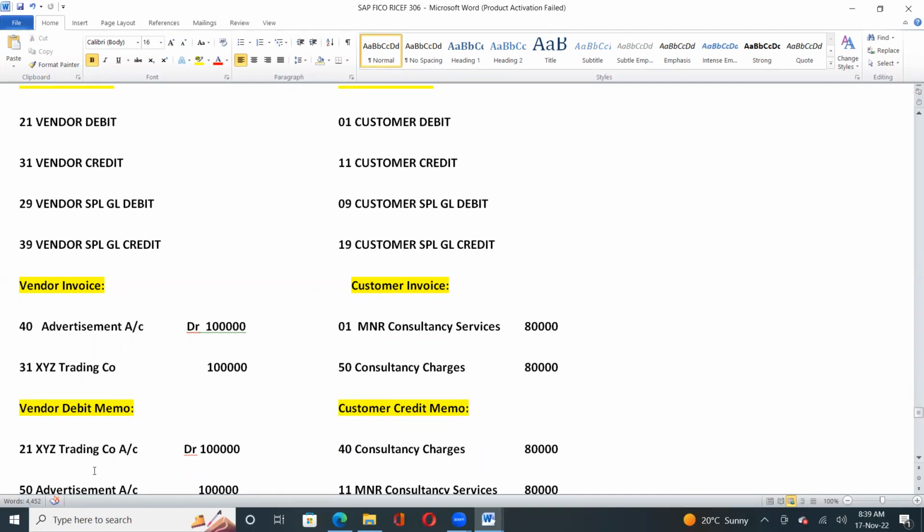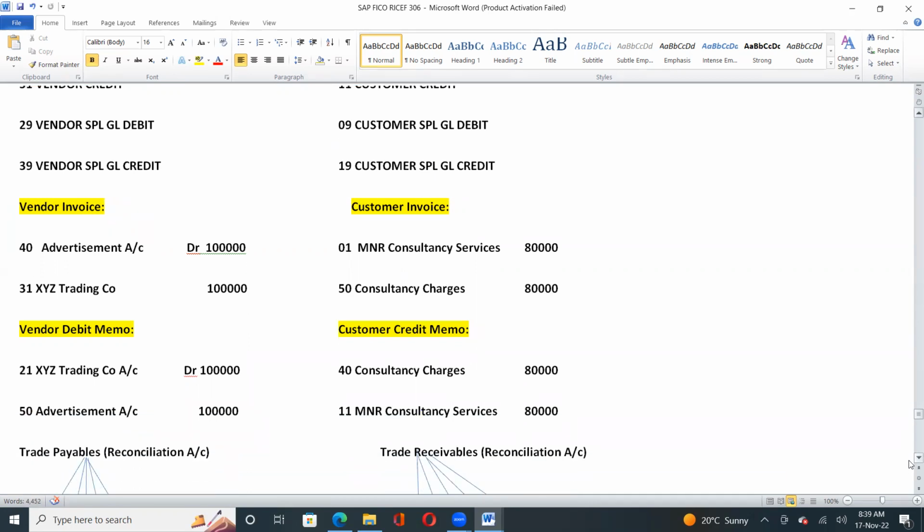What services are we taking back? We are getting back advertisement. So 50, advertisement, GL credit. At the same time, customer invoice. We are selling services to the customer, so debit the receiver. Customer debit would be 01, MNR Consultancy Services, 80,000, and consultancy charges. What services are we giving to him? Consultancy charges. So it's a 50, 80,000.